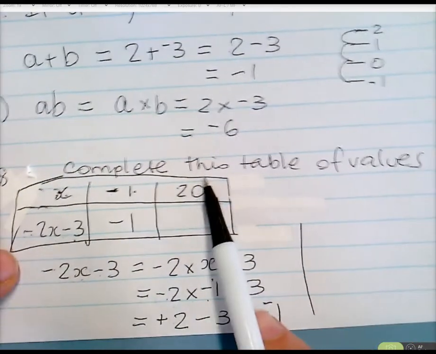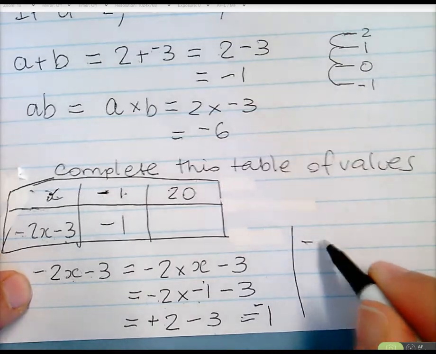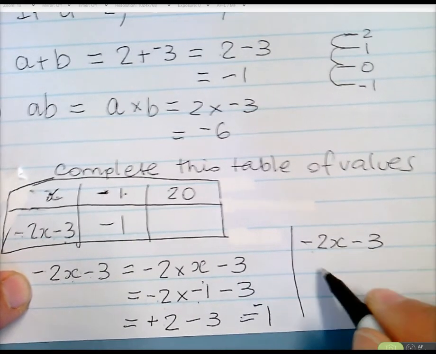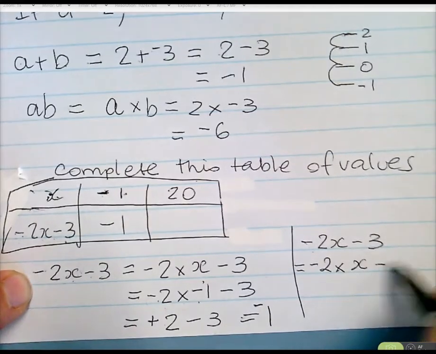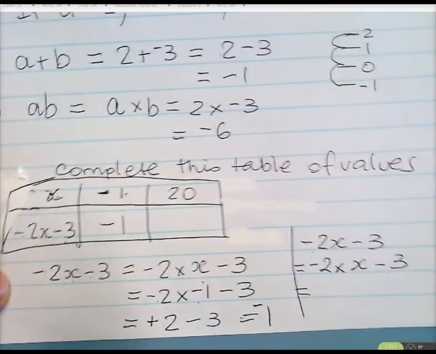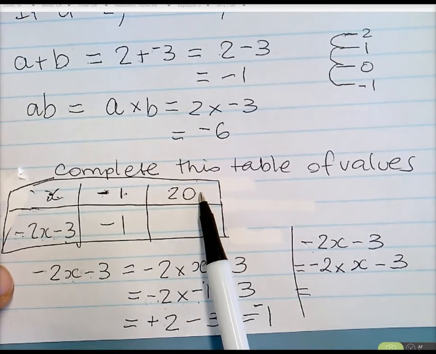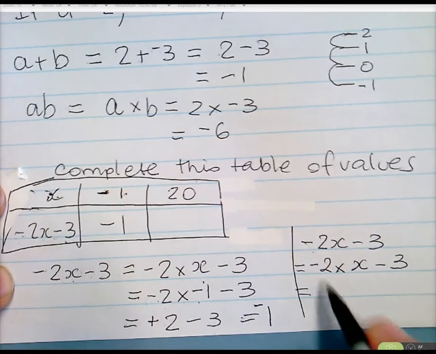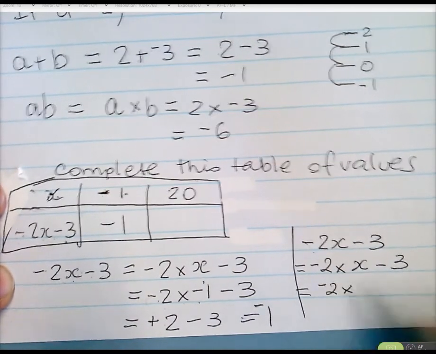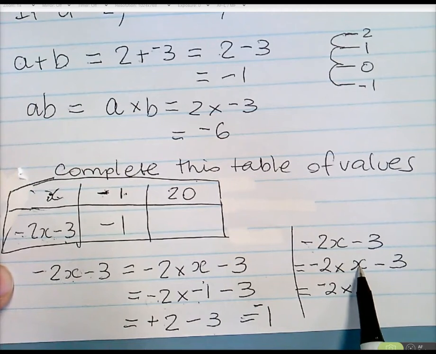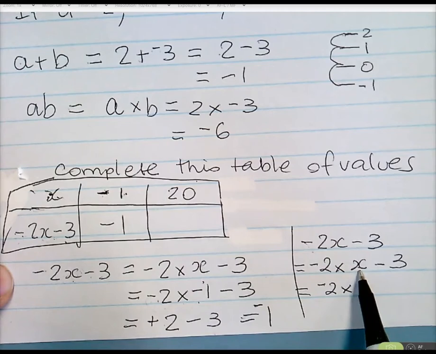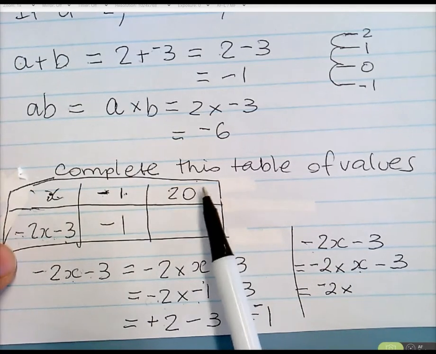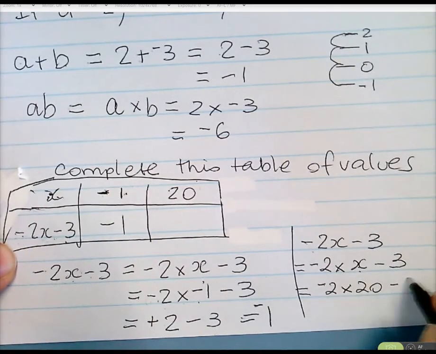Now I have to do it with 20. So I've got minus 2x minus 3. That really means minus 2 times x, take away 3. Now with this second one, I have to substitute x is 20. So what do I write? Minus 2 times, what's x this time? Whatever x is. What's x going to be now? 20. Times 20, take away 3.